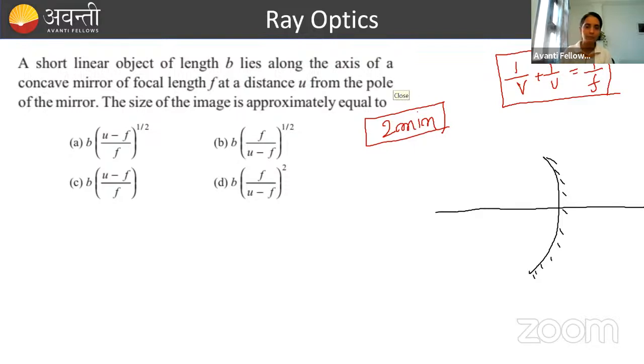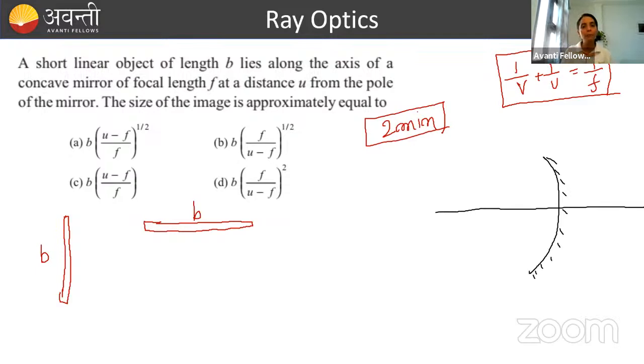Please continue. Okay, done. Chalo, now what we need to do, we need to solve the question. There is a short linear object of length B, and this linear object is lying along the axis of a concave mirror. तो सबसे पहले आप क्या करो, ऑब्जेक्ट को इमेजिन करो. So object is linear, it's like this. इसको आप ऐसे भी रख सकते हो. Object is linear and its length is B.